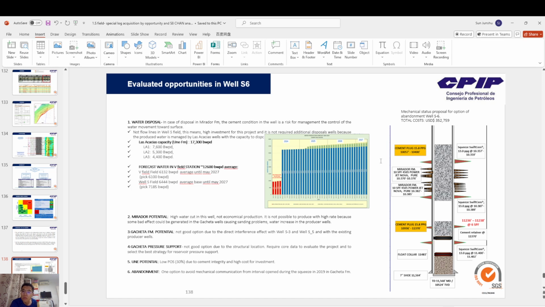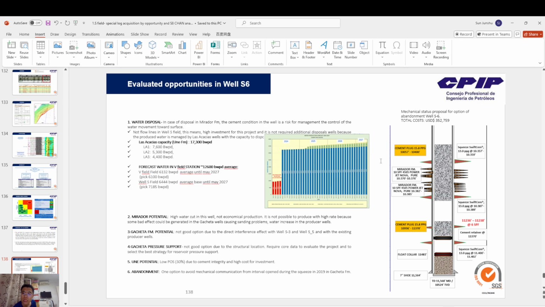2. Mirador potential. High water quantity in this well, not economical production. It is not possible to produce at a high rate because some bad effect could be generated in the Gajita wells, causing a silent problem, water increase in the production wells.